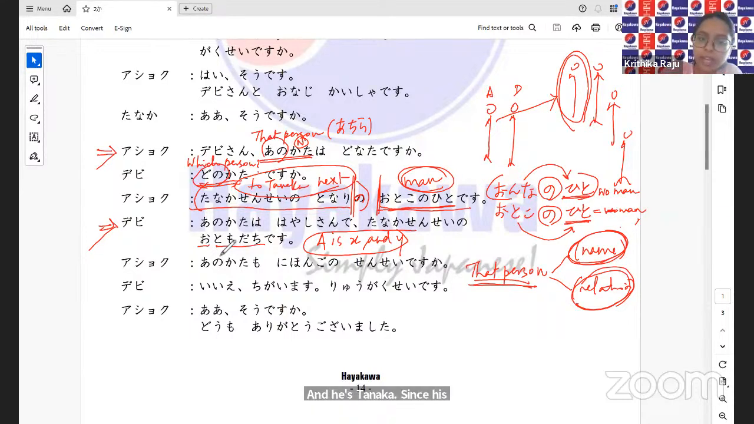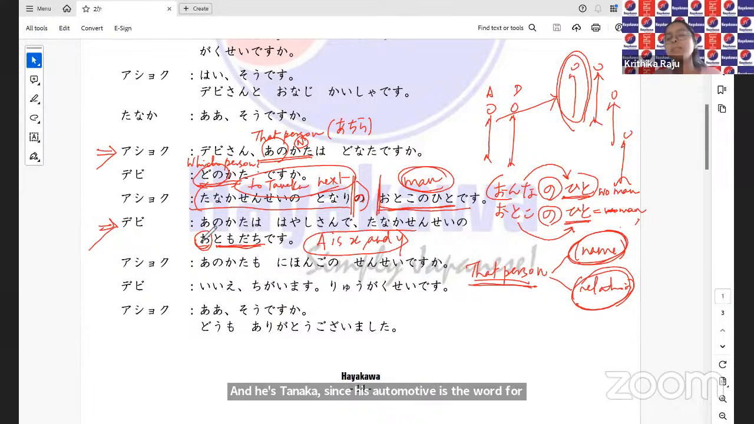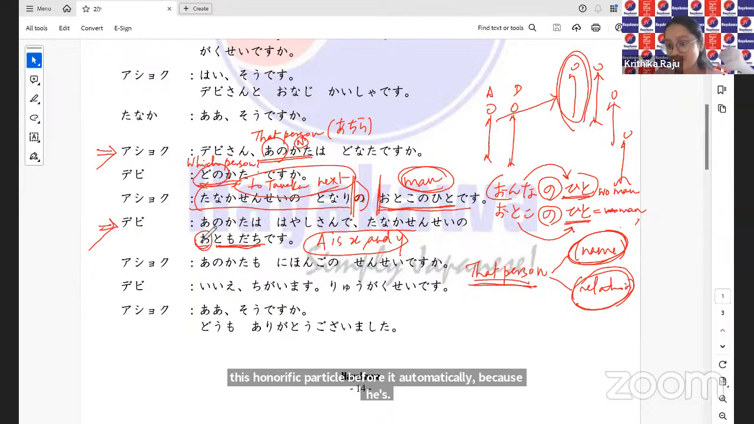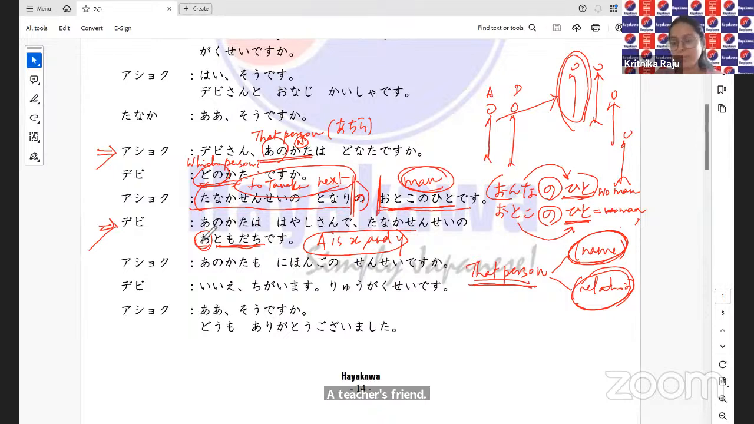Tomodachi is the word for friend, but here there is additional respect. There is this honorific particle before it, otomodachi, because he is a teacher's friend. Tanaka sensei no otomodachi. All right, so I'll read that sentence again. Ano kata wa Hayashi-san de Tanaka sensei no otomodachi desu. What does Ashok say next?